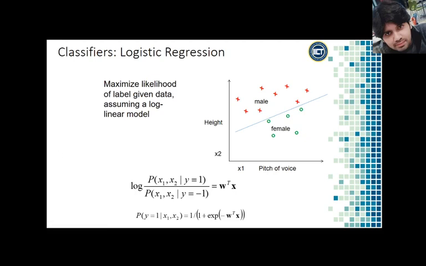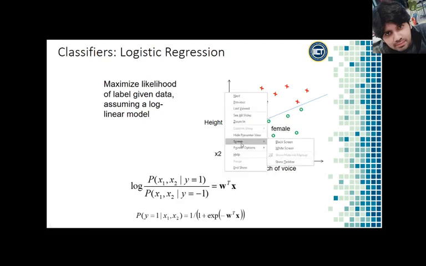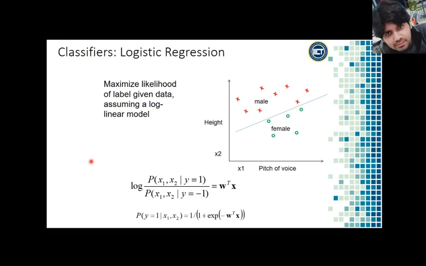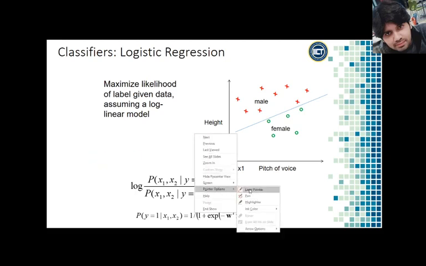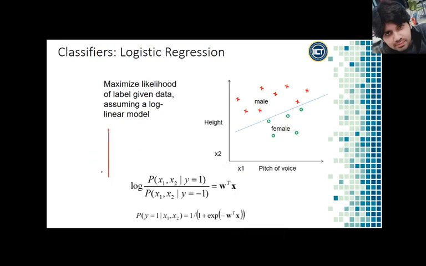And now this is particularly the log linear model, which you can see here, and logistic regression is more known by the function which it uses, which is the sigmoid function. So a sigmoid function is, let me draw it here. So sigmoid function is like this.